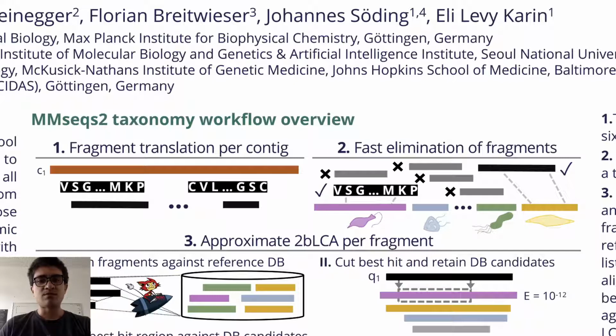Since the previous procedure generates a huge number of protein fragments, we introduce a very fast, low sensitivity search step to check if a fragment is contained at all in the taxonomic reference database. We will speed up the later steps by rejecting a majority of fragments early.